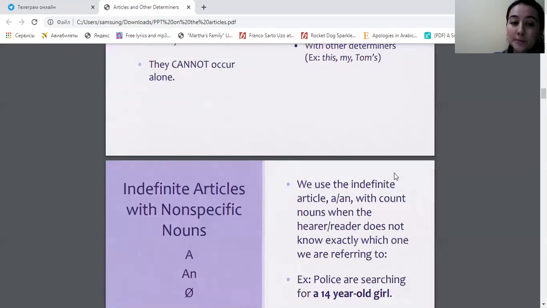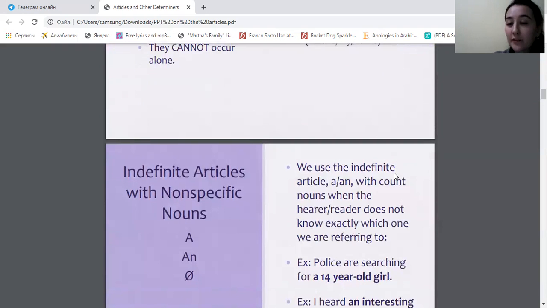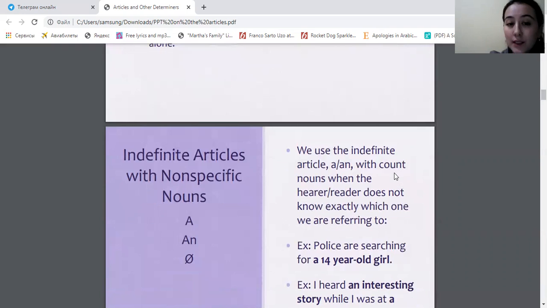So next slide. Indefinite articles go with non-specific nouns: a, an, or no article. These are called indefinite articles. So the indefinite articles can be of two types, a and an. Sometimes no article is used. In these situations, we use the indefinite article a or an with countable nouns when the hearer or reader doesn't know exactly which one we are referring to.